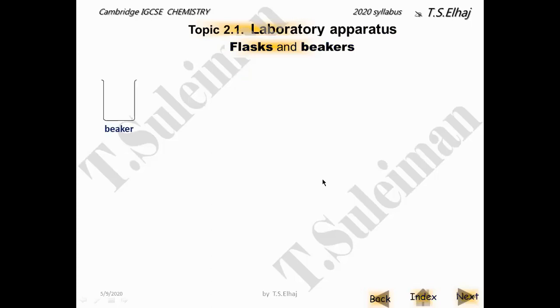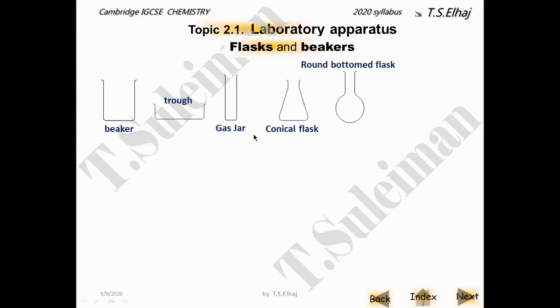Flasks and beakers. There are many types of flasks. Starting with the beaker, it is like the rectangle, okay, and trough. Trough is also like the rectangle, but not as long as the beaker. Gas jar, used for collecting gases. It is thinner than the beaker. Conical flask, it has this shape, and we will mention its use later.